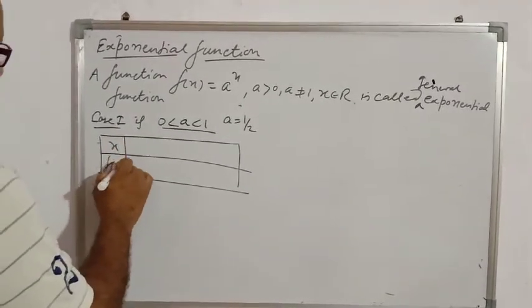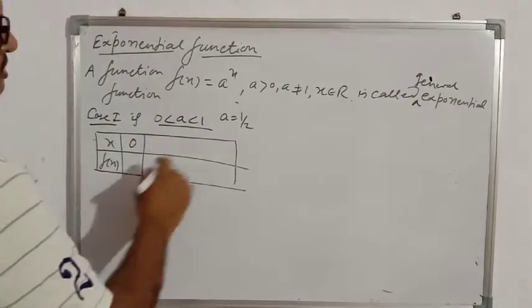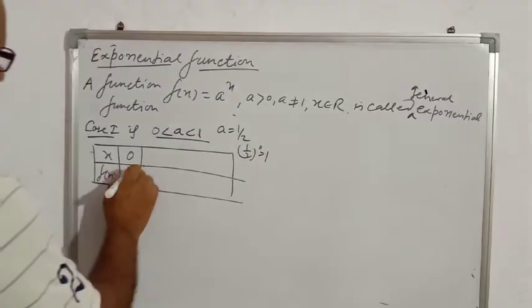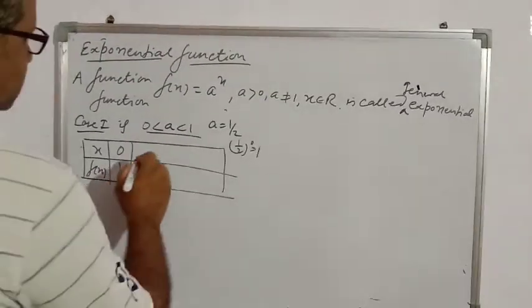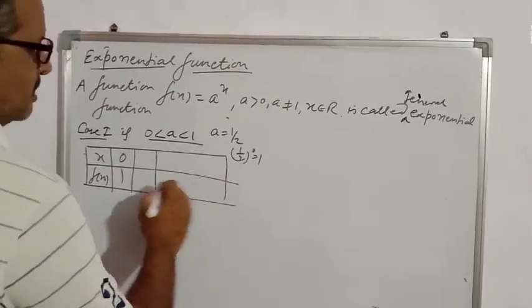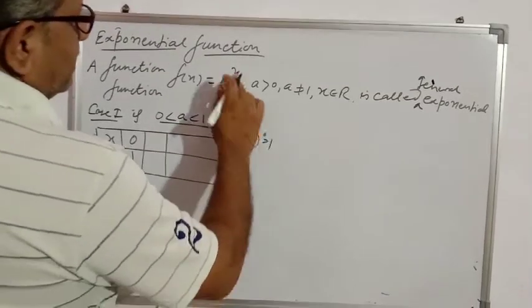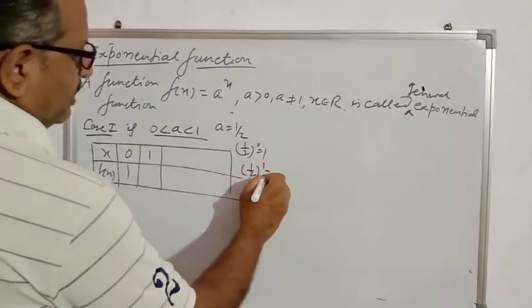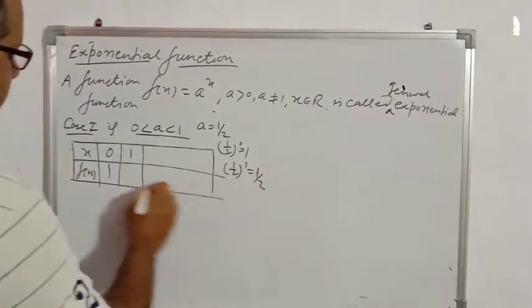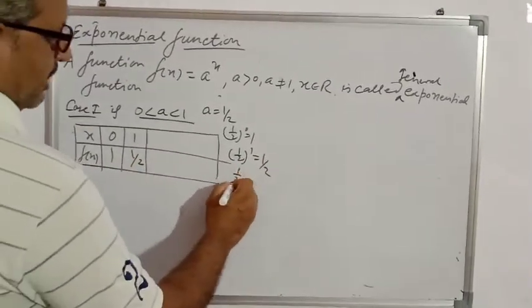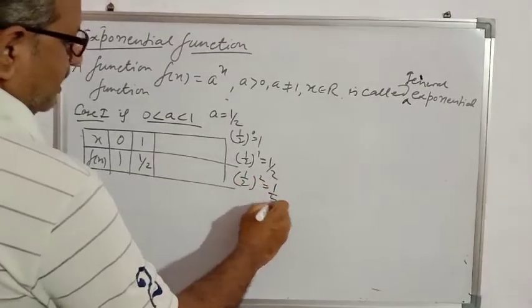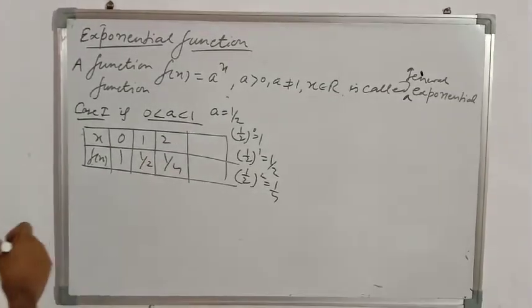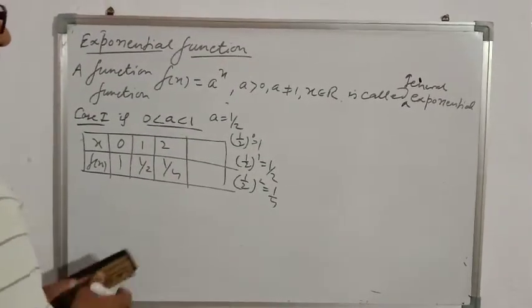x, f(x). If x is 0, then 1/2 to the power 0, the value will be 1. Take x = 1, so 1/2 to the power 1 is 1/2. Then 1/2 to the power 2 is 1/4, x = 2, it is 1/4, like this. Take some negative values.